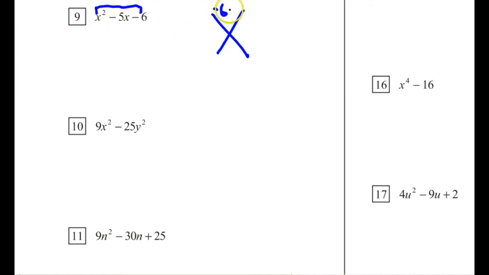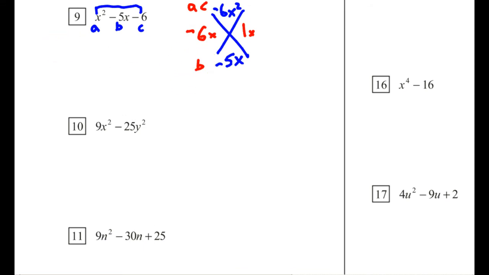What multiplies to negative 6x squared and adds to negative 5x? Remember, this is a, this is b, this is c. So on the top is always a times c, the bottom is always b. And we'll come up with what two numbers multiply to negative 6 and add to negative 5. Probably 6x and 1x, and make that negative, so those multiply to negative 6 and add to negative 5.